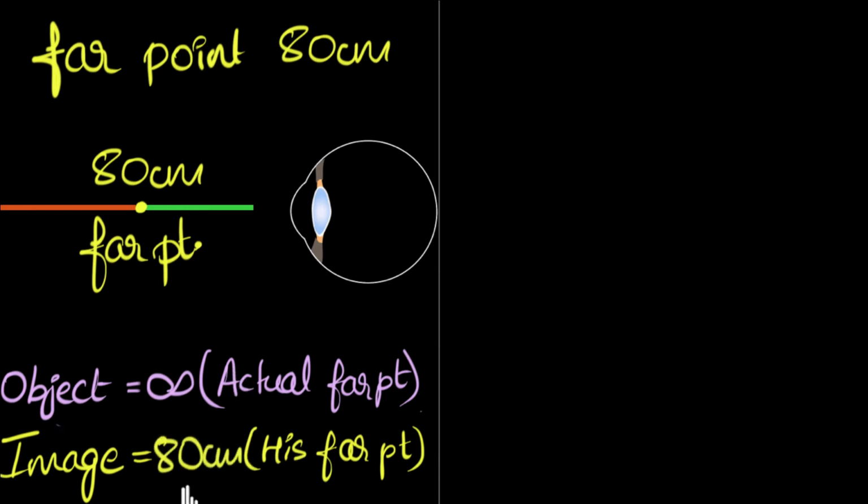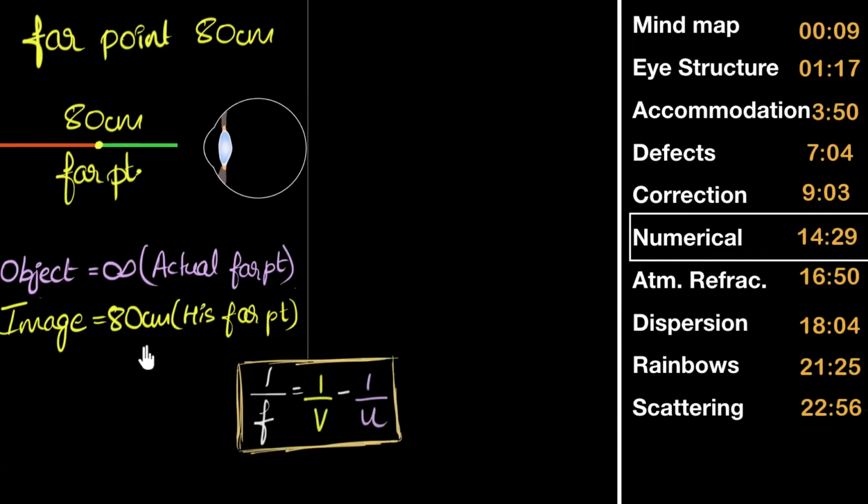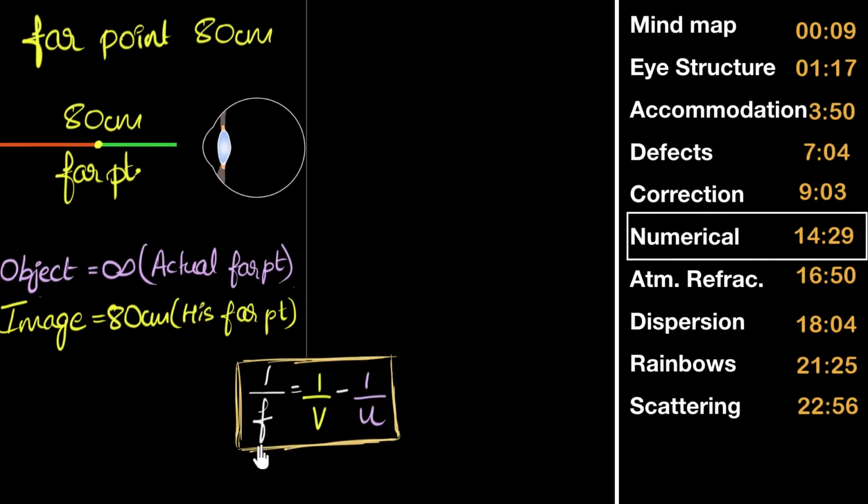What is his far point? 80 centimeters. So now that I know what the object distance and the image distance are, I can just go ahead and use the lens formula, and figure out what the focal length is or what the power is. And then the sign, I have to use this with the sign. So the sign itself will tell me whether it's a converging lens or a diverging lens. So this is the way I like to solve this problem.